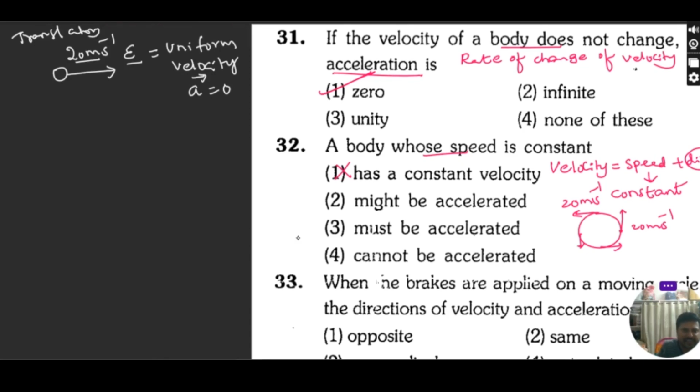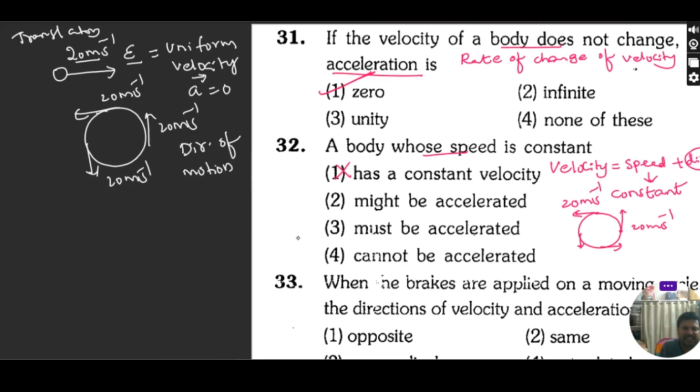Suppose a body moves along a circular path with constant speed. Here speed is constant, but the direction of motion is changing. That means velocity varies. Velocity varies means the body has acceleration. So in this situation, the body has acceleration.